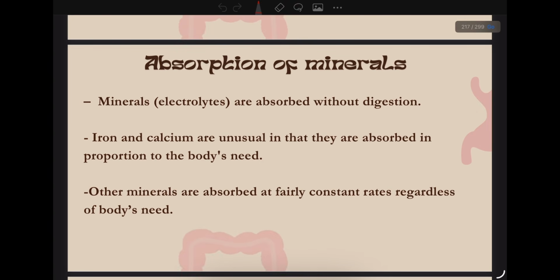Absorption of minerals. Minerals are absorbed without digestion, right away. Because where would you go? For example, the mineral is iron. Will you break it into electrons and protons? Of course not. So yeah, it's not digested. The thing that you should keep in mind is that iron and calcium are different from other minerals. Why? Because they are absorbed in proportion to the body's need. So if you need more, it will take more. If you need less, it will take less. Other minerals have constant rates, so they do not care much about whether you need or you don't need.